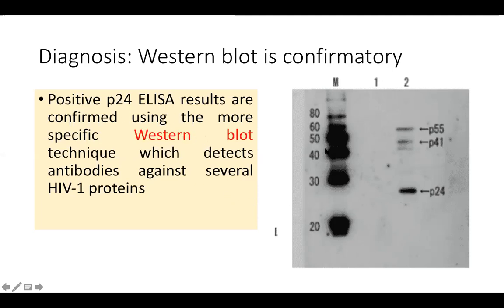So it detects antibodies against several proteins. If you want to check for antibodies, then you will use an anti-antibody. If you want to check for antigen or protein, then you will use an antibody. Either way, it's an immunoassay. So in Western blot, you are detecting several HIV proteins together, which means it's more specific. You are checking for P24, P41, P55, like that. We didn't discuss these. I hope they are there in the table. If you want, you can see.